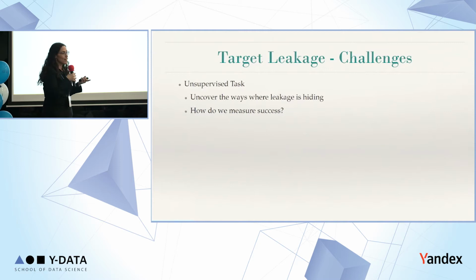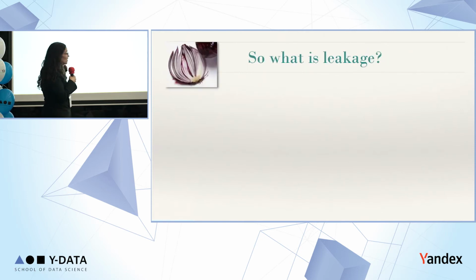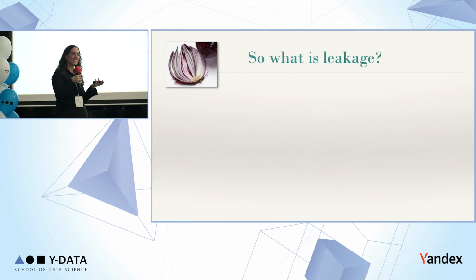First is uncover where the leakage is hiding, and the second is how do we know we're making progress, how do we know we're successful? So onion is a repetitive motif in the picture. So when we think about it, where is the leakage hiding? It makes sense the leakage is hiding in the doctor text because the doctor is the one giving the diagnosis.